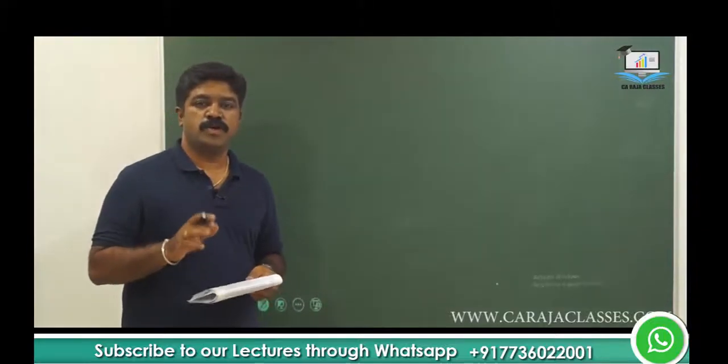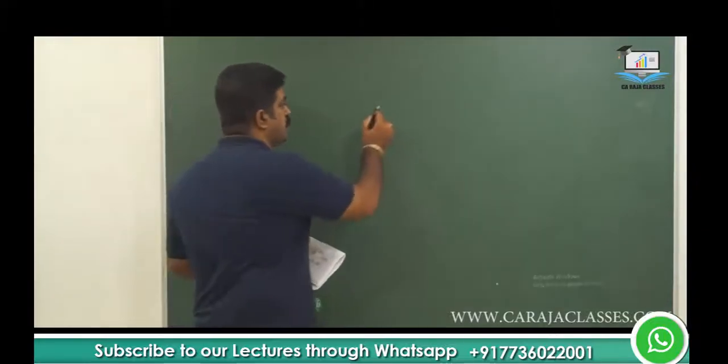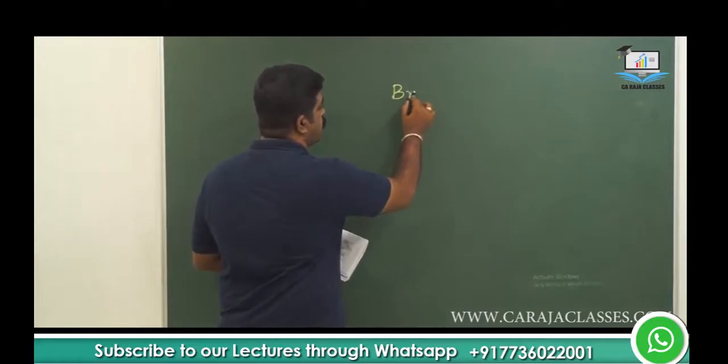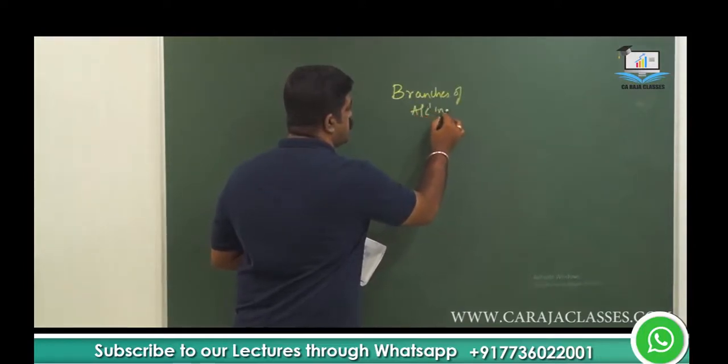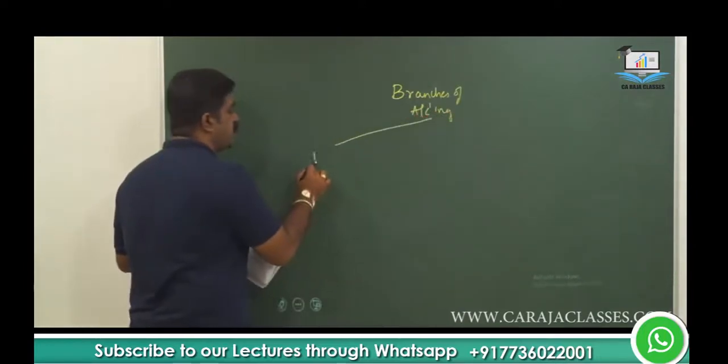In this session, let us talk about branches of accounting. Branches of accounting, we can have say 5 branches. The first branch being financial accounting.